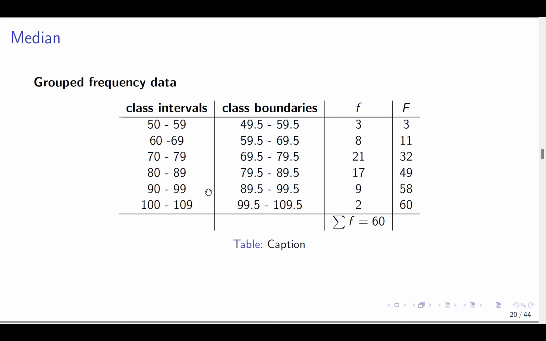How about the case of a grouped frequency data? So in the case of a grouped frequency data where the actual data points are not available to us, the data available to us are within class intervals, or they are grouped. So we have a table here. This is a group frequency table. We have some class intervals and we have some frequencies provided.